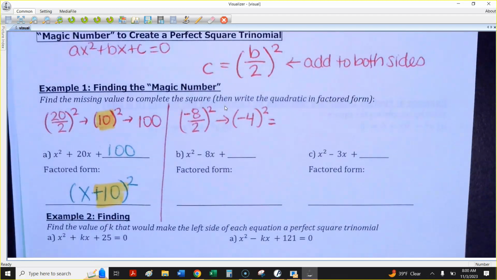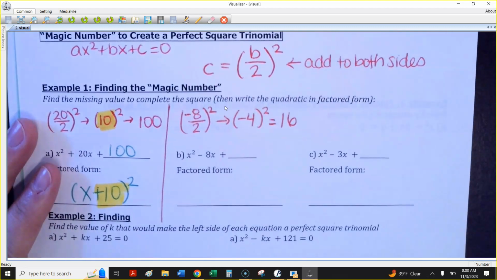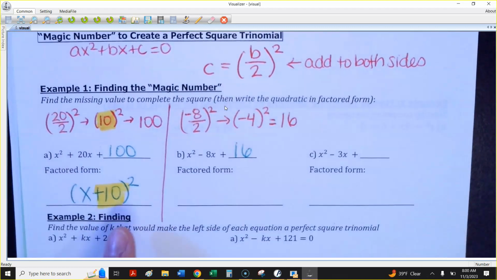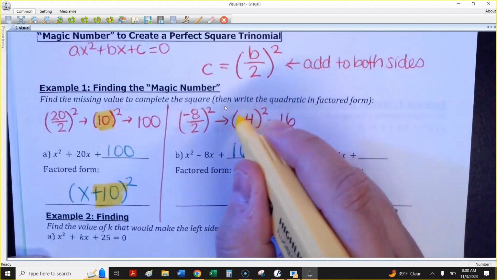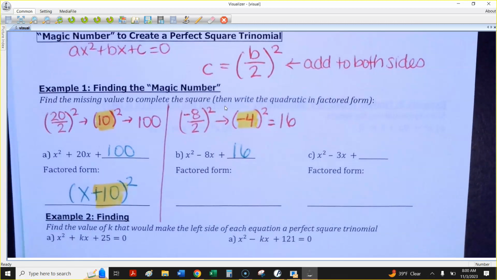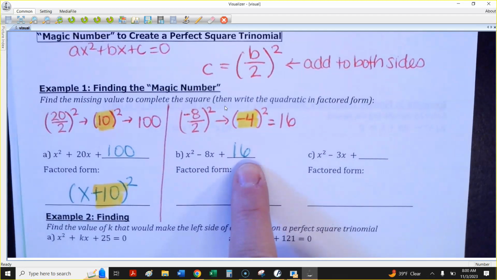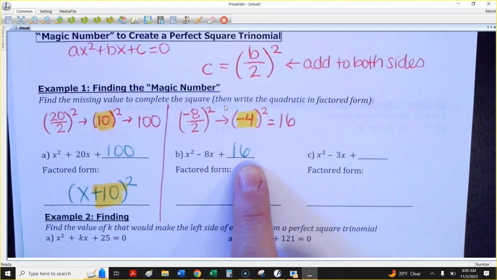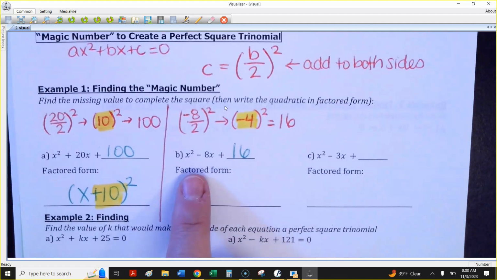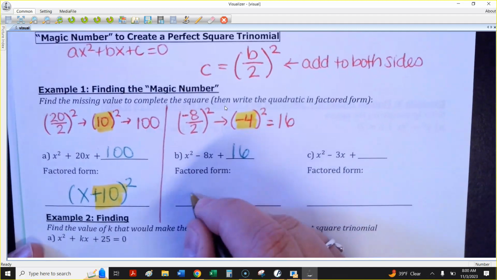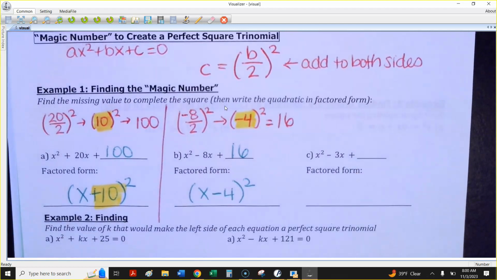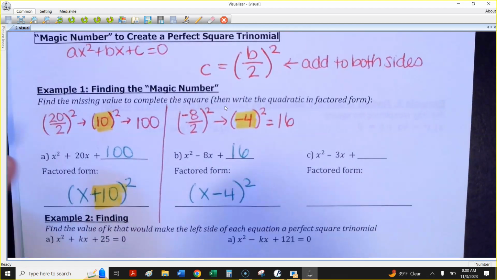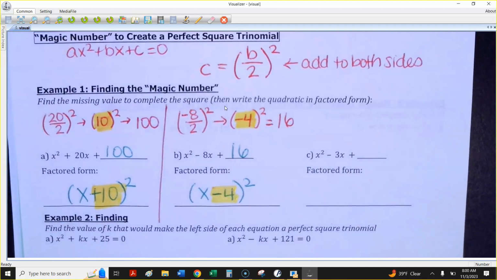Positive 16, right? Okay, so remember what I just said to you: whatever you square is your factor. What I ended up squaring here was a negative 4. So if I was doing this question, I would ask you, tell me two numbers that multiply to give you 16 and add to get negative 8. And then you would tell me negative 4 and negative 4, which we would squish together and write as x minus 4, squared. So whatever you square, I promise you, that's always what goes in the factor with the x.